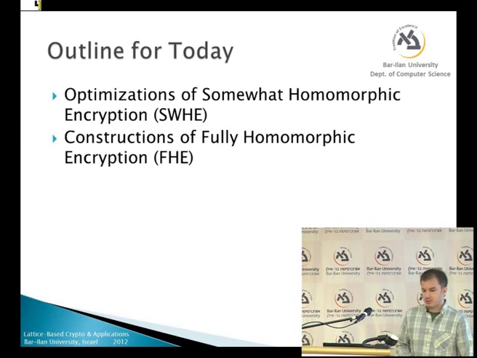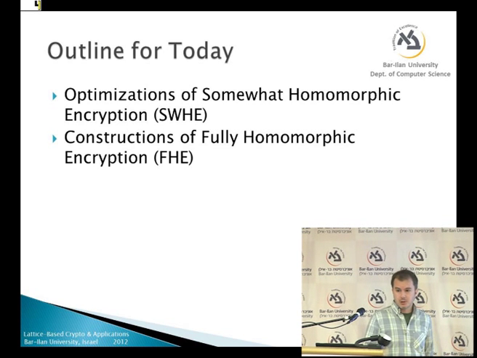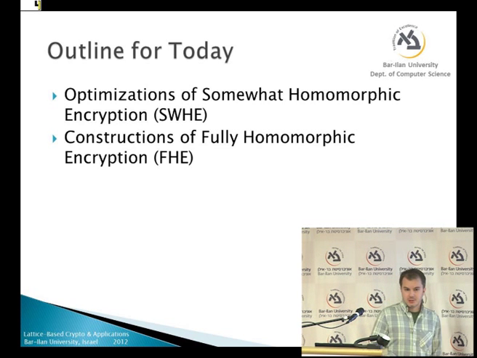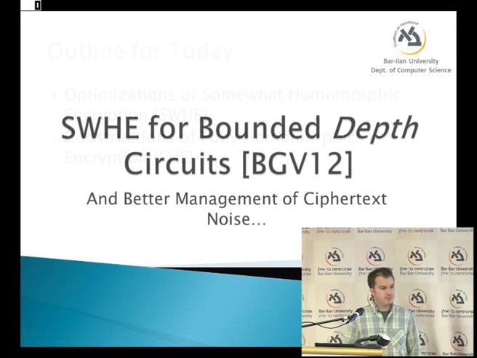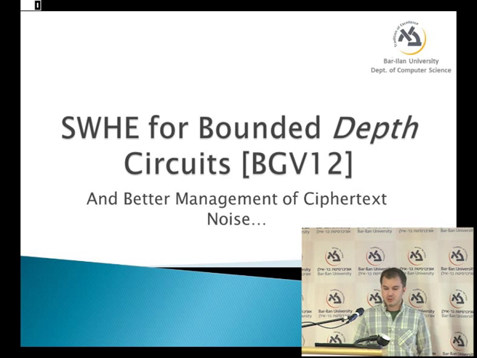So yesterday we did somewhat homomorphic encryption. Today we're going to do some optimizations that take it almost all the way to fully homomorphic encryption. And then I'll give you the actual construction of fully homomorphic encryption. First I want to talk about somewhat homomorphic encryption for bounded depth circuits, which really almost means fully homomorphic encryption. You just pick the bound to be bigger than what you want to evaluate. It's just that you have to pick the bound beforehand. You can't just keep going on forever arbitrarily.